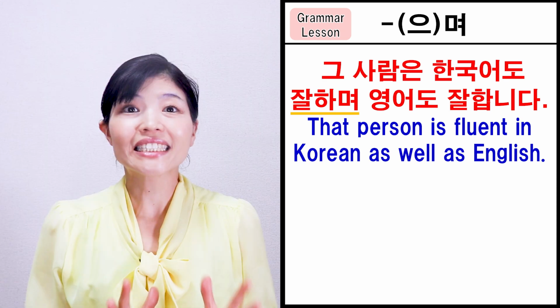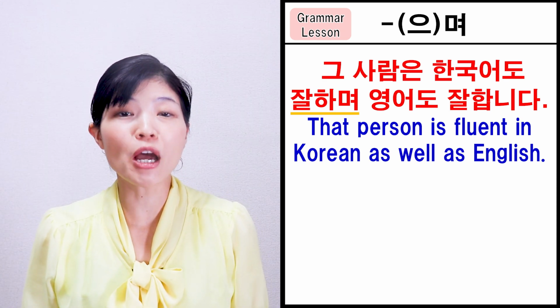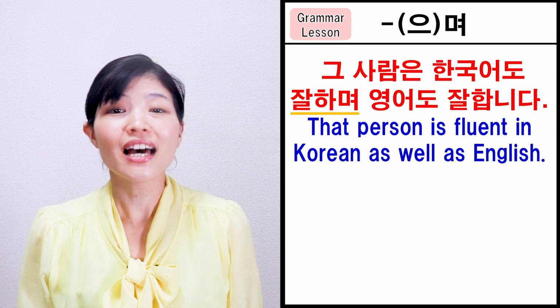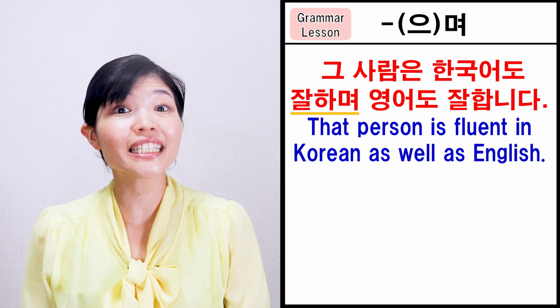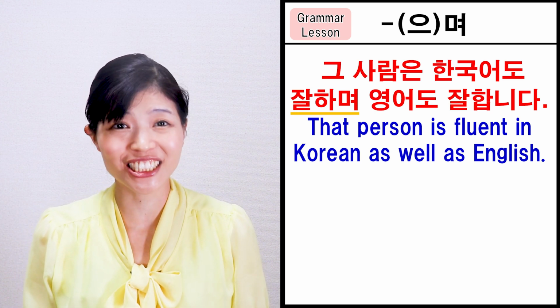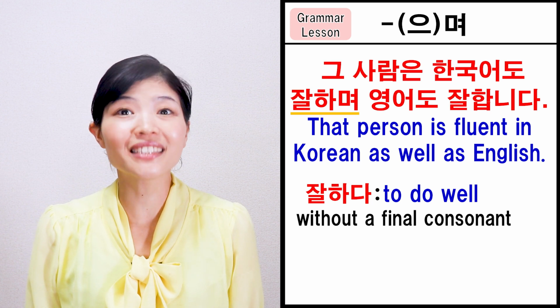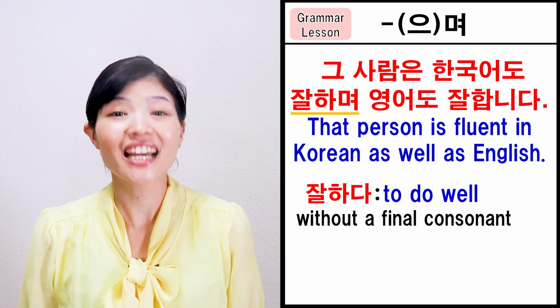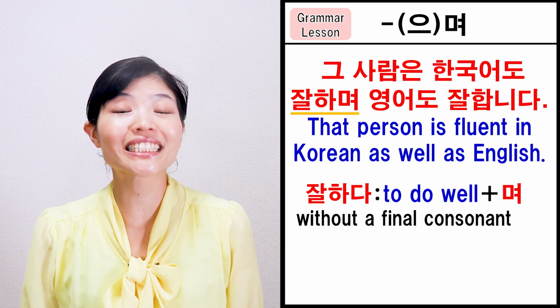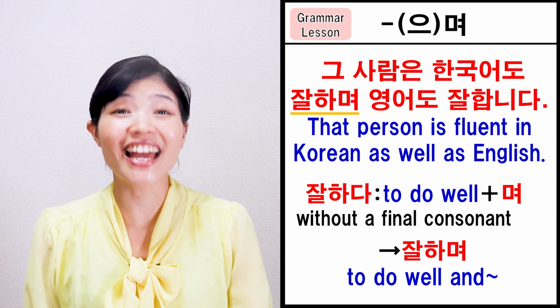Let's begin. 그 사람은 한국어도 잘하며 영어도 잘합니다. That person is fluent in Korean as well as English. Here, 잘하다 to do well does not have a final consonant. So you add 며 to make 잘하며, to do well, and.